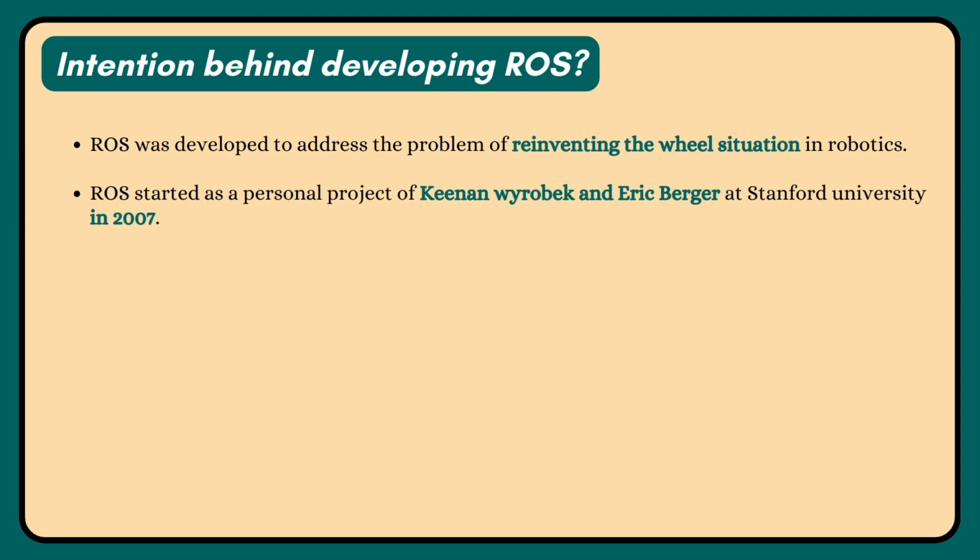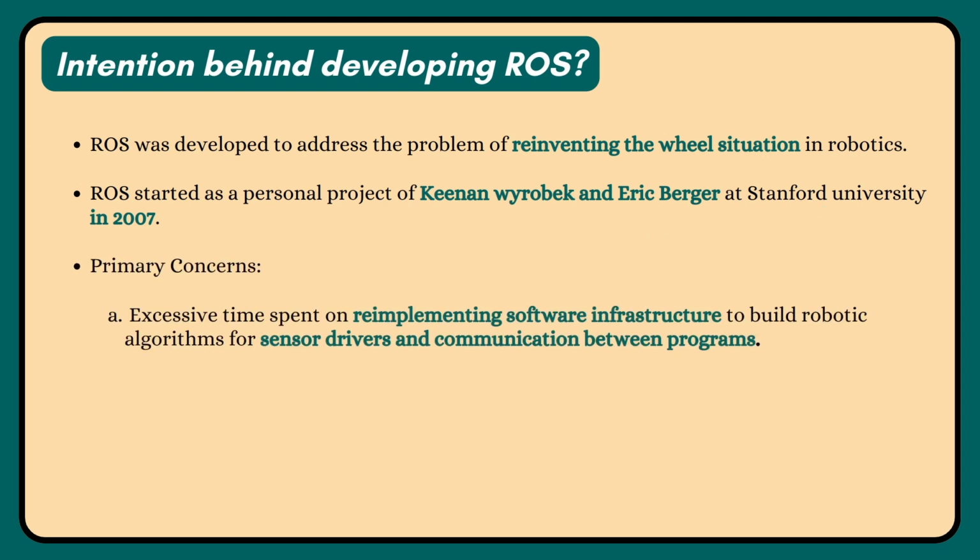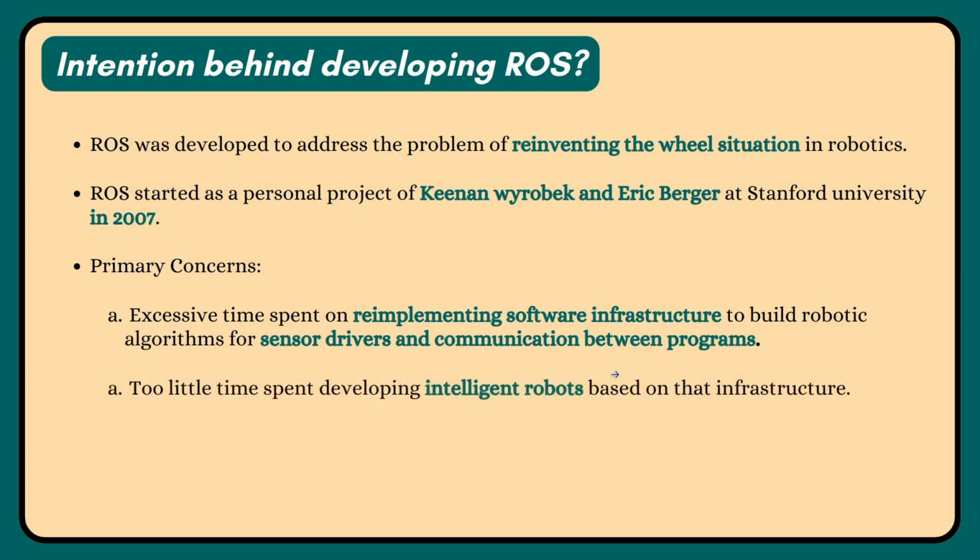Therefore, ROS was started as a personal project of Keenan and Eric at Stanford University in 2007. The primary concerns they had was, first, excessive time was spent on re-implementing the software infrastructure to build robotic algorithms for sensor drivers and communication between them. And the second was too little time was spent developing intelligent robots based on that infrastructure.